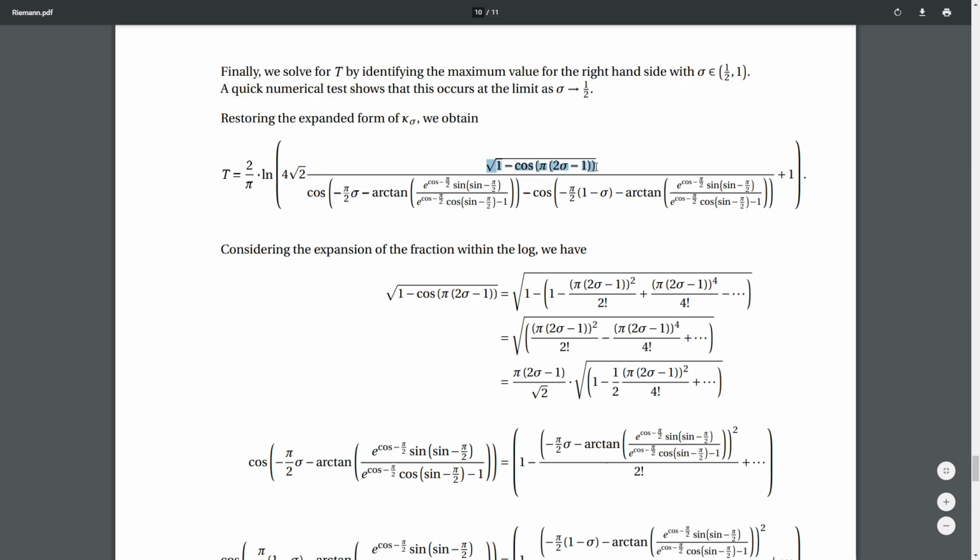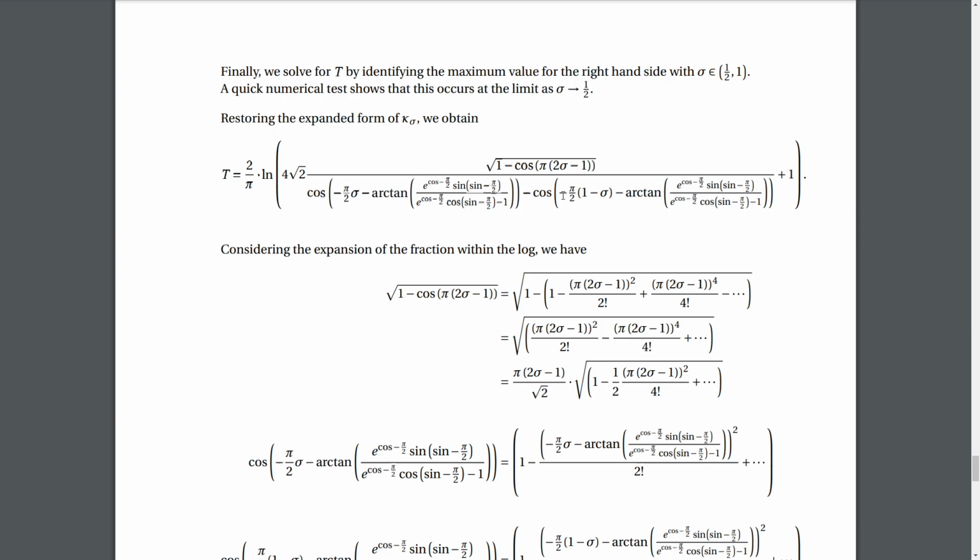The denominator goes to cosine of negative pi over 2 times sigma minus the argument of the denominator, right, from before, that weird e to the i omega minus 1. So this is the argument that we pulled in, minus the cosine of that complementary point within the critical strip. So negative pi over 2 times 1 minus sigma minus that argument of the denominator. This is the same as this over here.